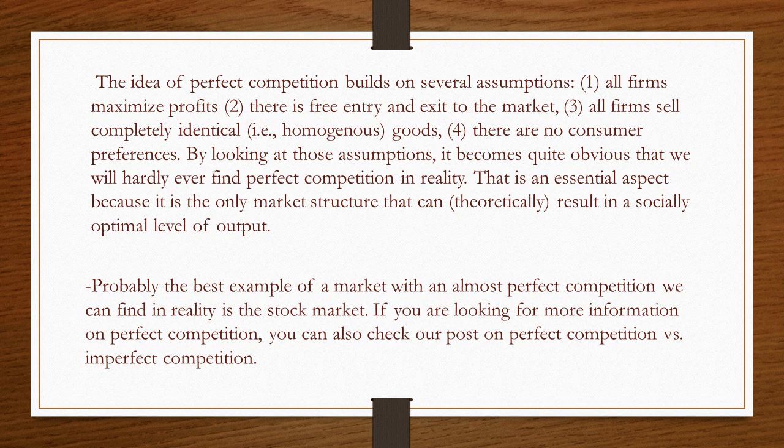By looking at those assumptions, it becomes quite obvious that we will hardly ever find perfect competition in reality. That is an essential aspect because it is only this market structure that can theoretically result in a socially optimal level of output. Probably the best example of a market with almost perfect competition that we can find in reality is the stock market. If you are looking for more information on perfect competition, you can also check our post on perfect competition versus imperfect competition.